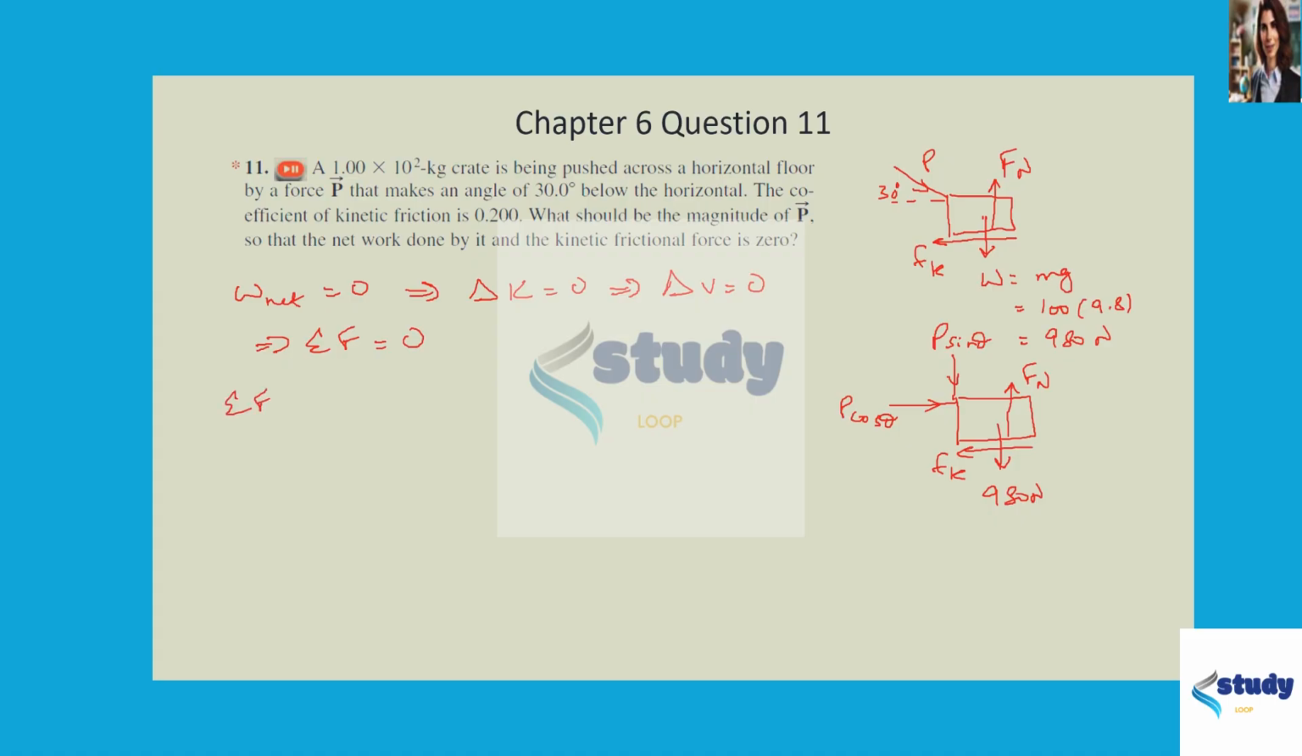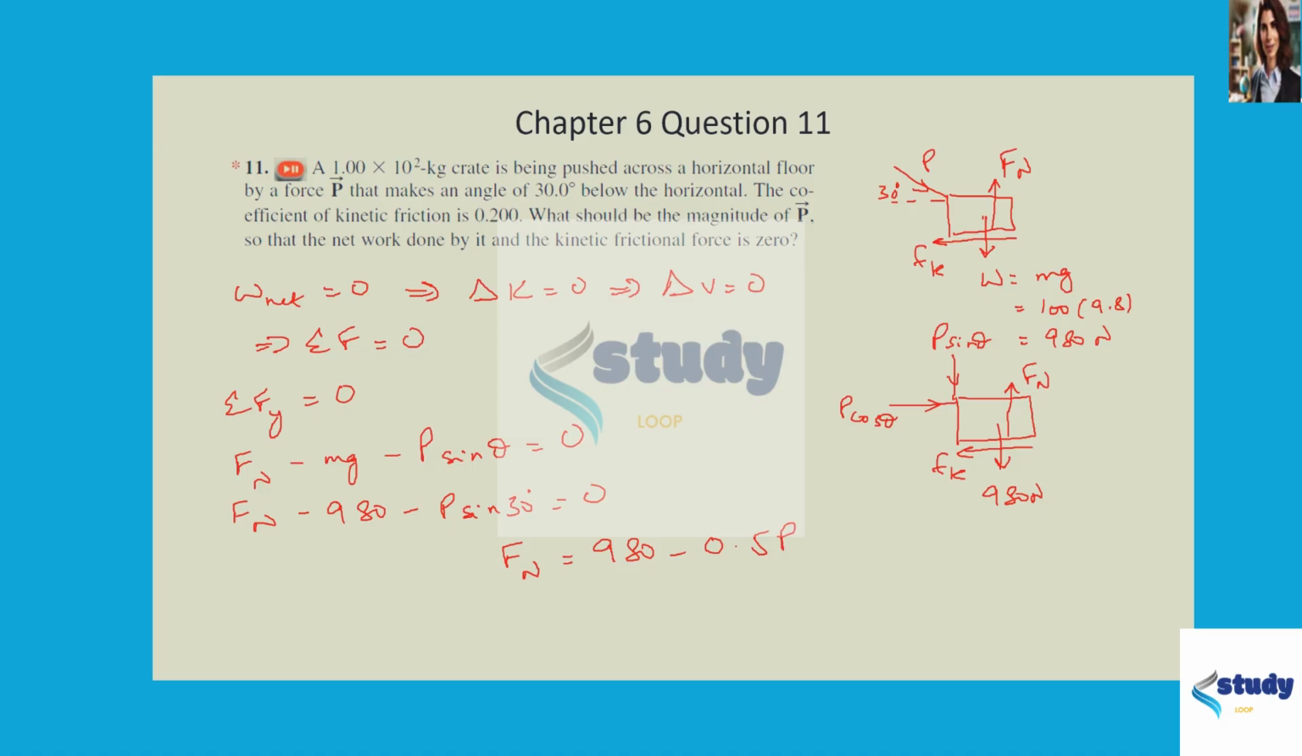Particularly, we can start with saying that the summation of forces in the y direction is 0. So Fn is the upward force, minus mg is the downward force, and then minus P sine of theta is also a downward force, is equal to 0. So from here I can say that Fn minus 980 minus P times sine of 30, and sine of 30 is 0.5. So from here I get Fn is equal to 980 minus 0.5 P.